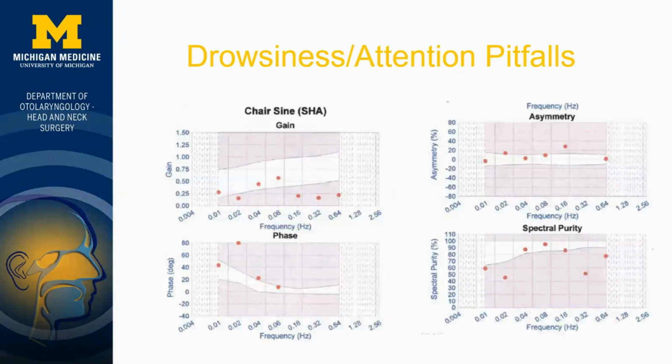And this is what things would look like classically if you have a patient who is falling asleep or losing attention. So we know that if you have normal gain in the low frequencies, there are not very many conditions, if any, that's debatable, that would have low gain or normal gain at 0.01 and low gain at a higher speed. That's just not the way that the vestibular system typically works.